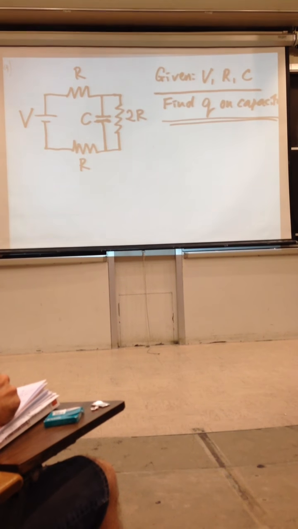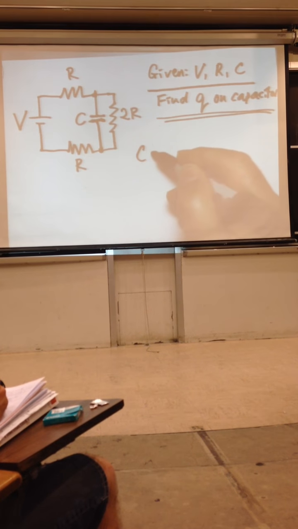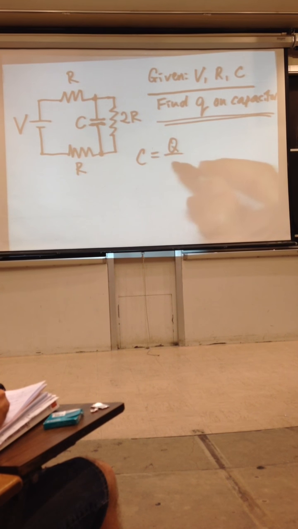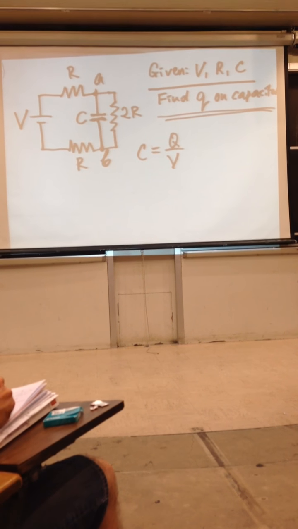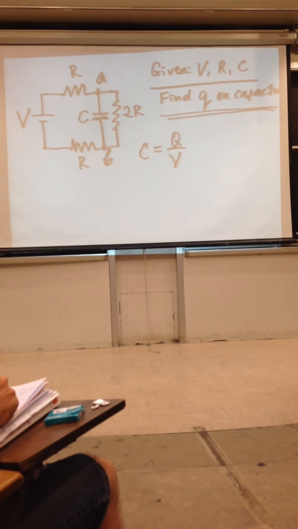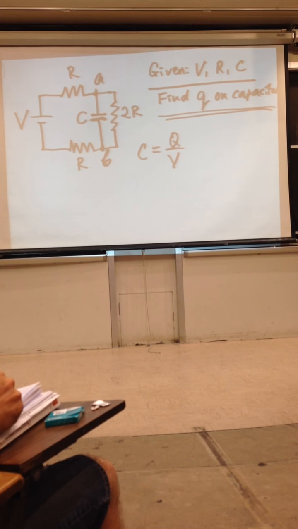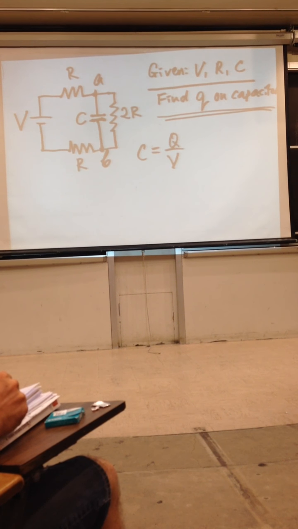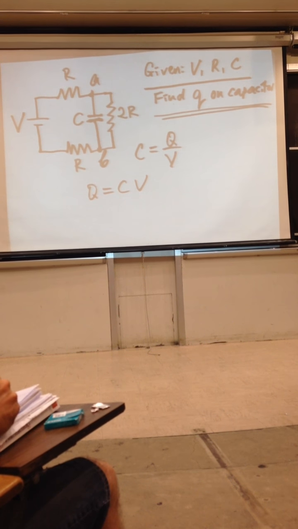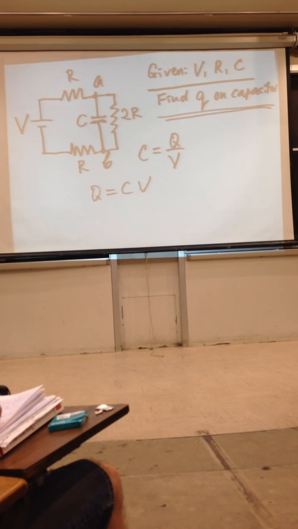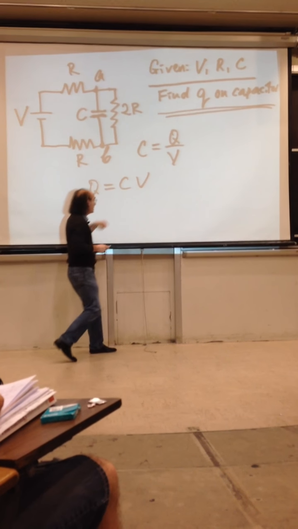So you can determine the charge on this capacitor using this formula. By definition, the capacitance is charge divided by voltage. If this is point A, this is point B, the capacitance is given, the voltage is given, and all resistances are given. You could find the charge on capacitance, which is C times V. If capacitance is given, you need to determine the voltage between points A and B.